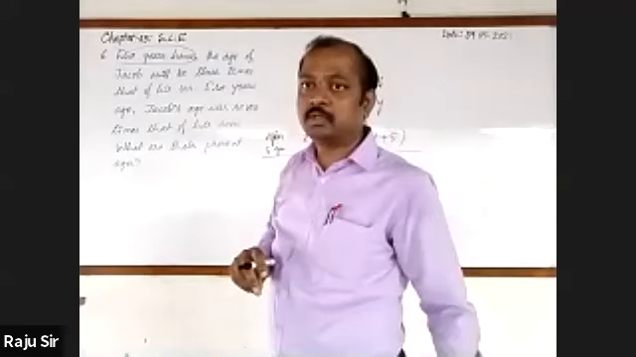Next. Age of Jacob, sir, is 40 and his son is 10, sir. Sir, can you explain it again, sir? Okay.